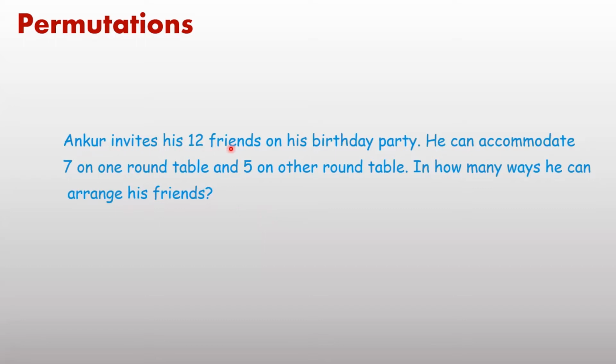Ankur invites his 12 friends to his birthday party. He can accommodate 7 on one round table and 5 on the other round table. Can you guess the number of arrangements? How many seating arrangements are there for his 12 friends on these two round tables? At the end of the video, you will be able to solve and find the answer to this question.